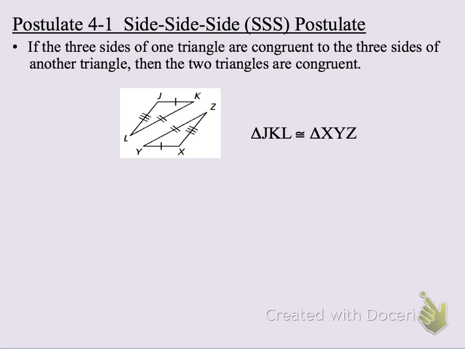So our first one is postulate 4-1, the side, side, side postulate. If three sides of one triangle are congruent to the three sides of another triangle, then the two triangles are congruent. Okay? And when we are labeling this, we label it in the order that it is given. So JK, and then we do L. So that means this is going to have to be X, Y, and then Z. So you have to do it in the same order that they are congruent in their pictures.